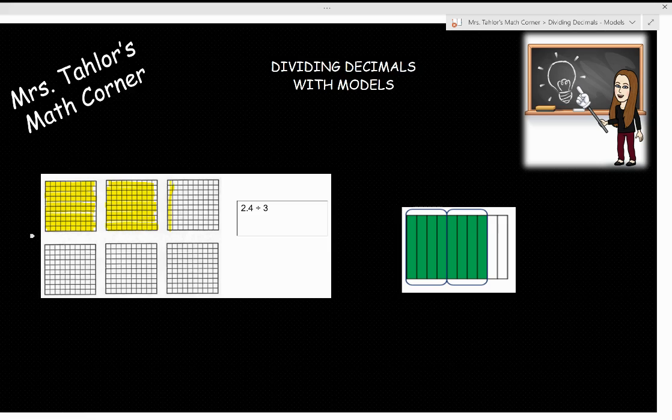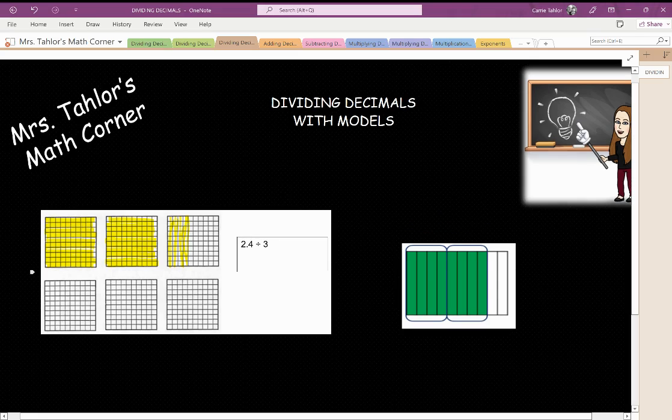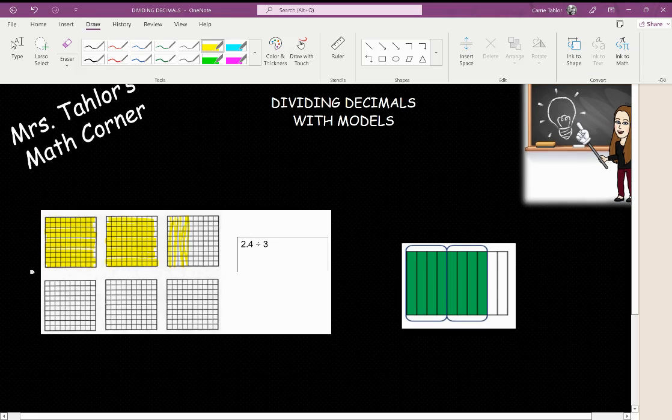1, 2, 3, 4. So now my top set of models shows 2 and 4/10. I'm going to need to divide those into 3 groups.